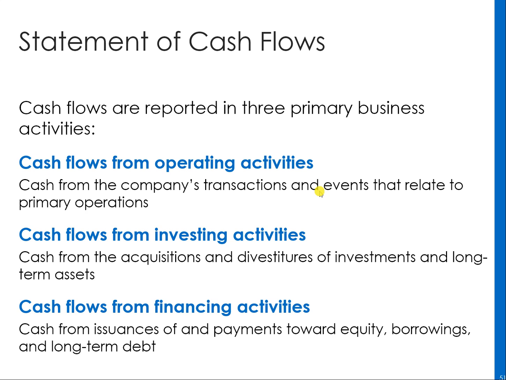For example, when we sell inventories, we have cash inflow, and when we purchase raw materials, that is cash outflow from operating activities. Next, we have cash flow from investing activities. These are cash flows from acquisitions and divestitures of investments and long-term assets. For example, we have cash outflow when we purchase equipment. We have cash inflows when we sell long-term investments.